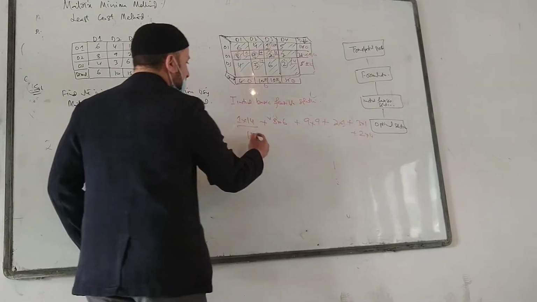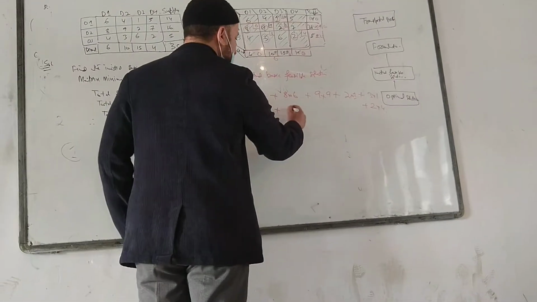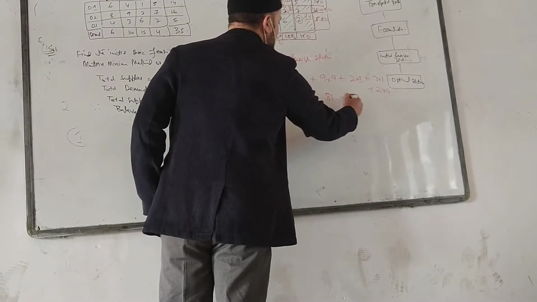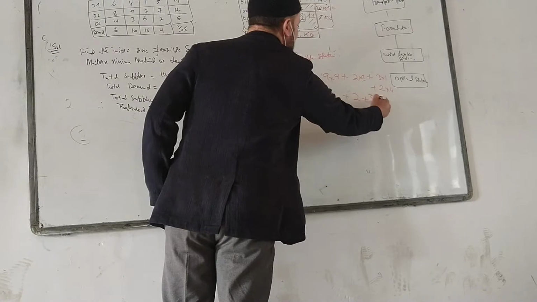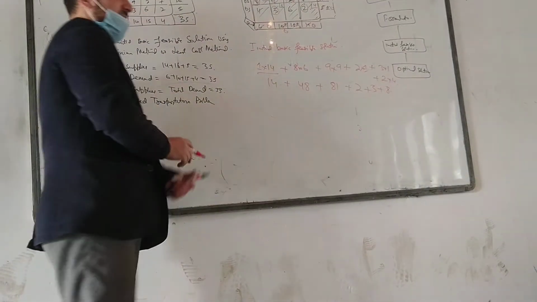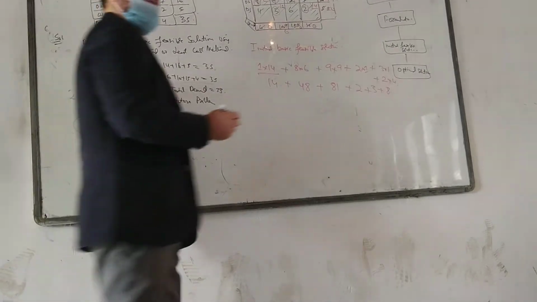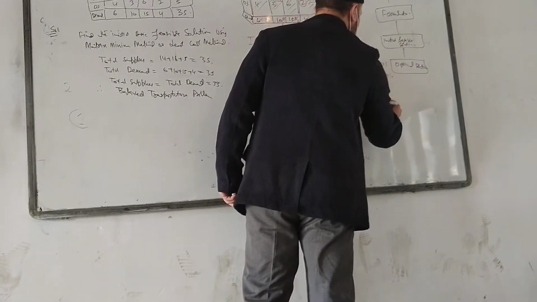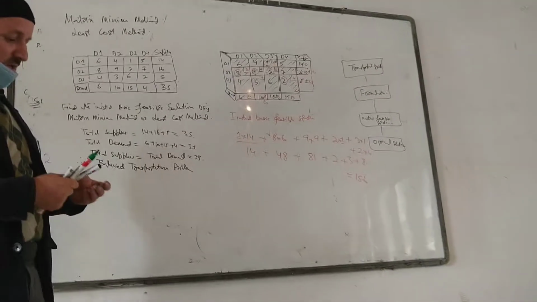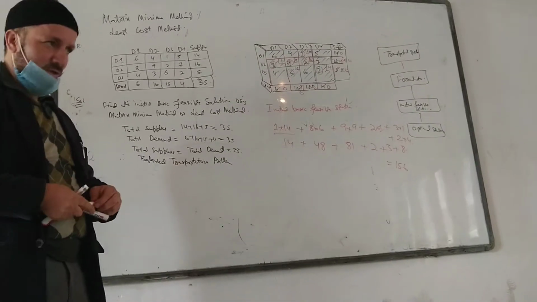So this will be 14. This is 8 into 6 is 48, plus 9 into 9 is 81, plus 2 into 1 is 2, plus 3 into 1 is 3, plus 2 into 4 is 8. Add them here. How much? 156. Whether it is rupees or dollars or whatever it is, cost. This is our initial basic feasible solution.